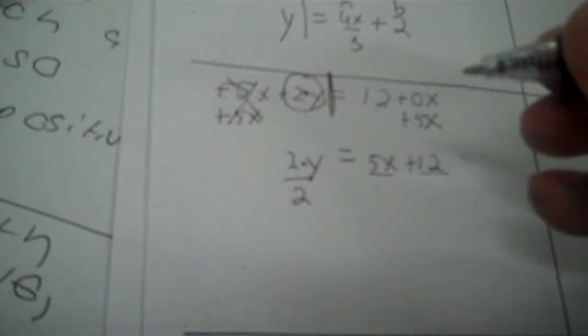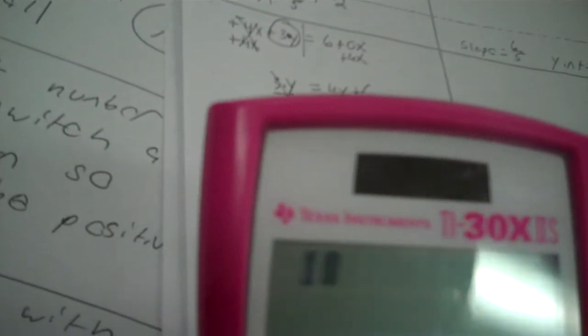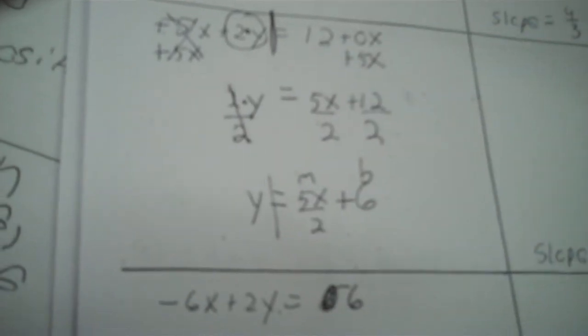Now, last part, you got to divide everything by 2. So 5 divided by 2 is a decimal, so put it as 5x over 2. Okay? 12 divided by 2 is not a decimal, it is 6, so we write 6 down, okay? And now I know my slope and y-intercept of the graph, okay? MB. So M is your slope, 5 over 2, and y-intercept is 6.